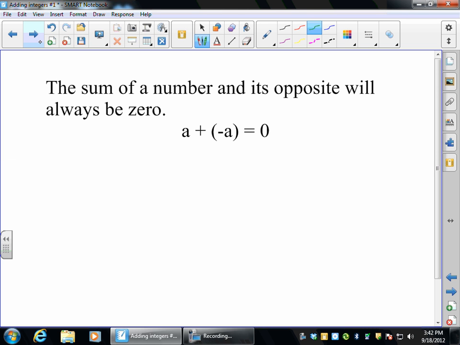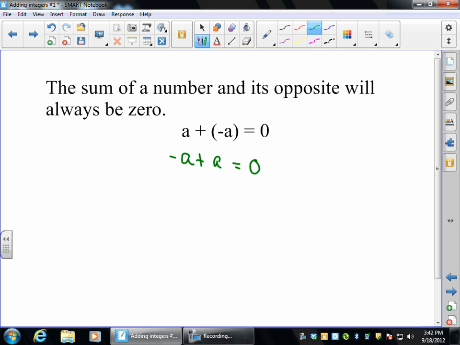Okay? And again, we can write that in algebra with letters, usually variables, which stand for any number. If you have a number and you add its opposite, this is the way we show the opposite of a number: we put a negative in front of it. So any number and its opposite gives you 0. And you can certainly change the order there. You could have negative a plus positive a, and certainly that's going to give us 0 as well.